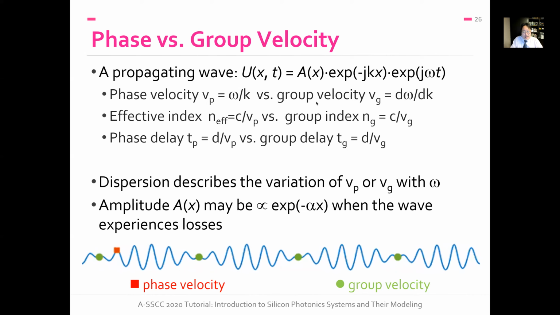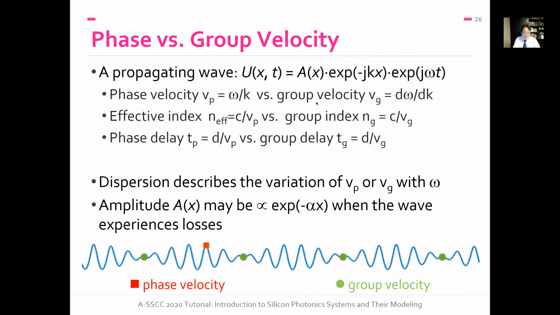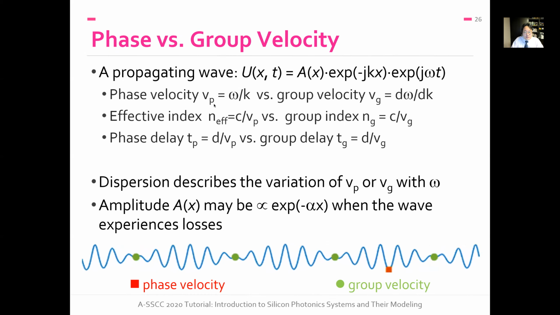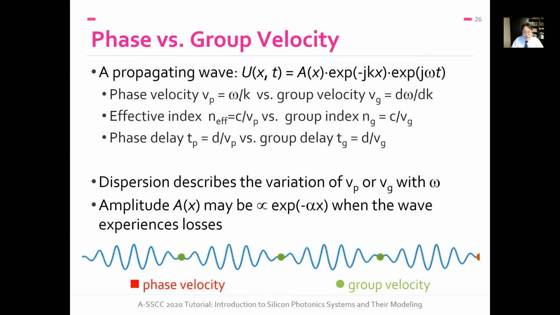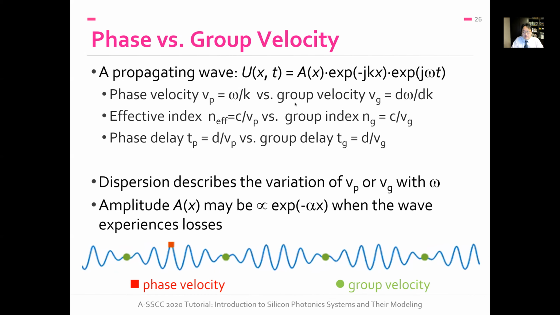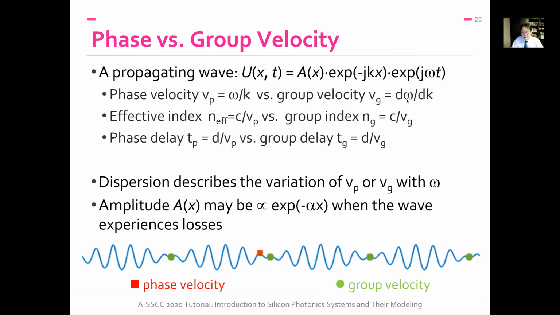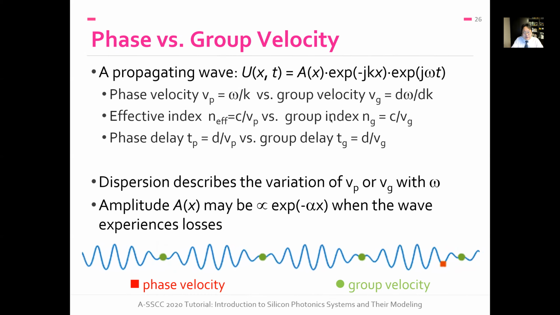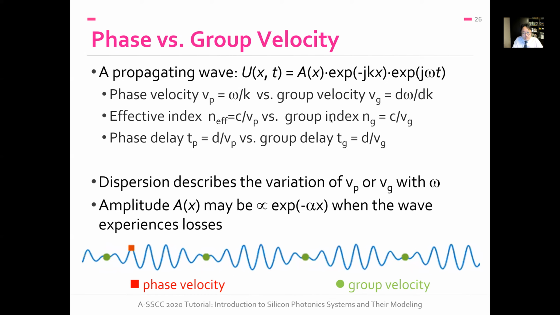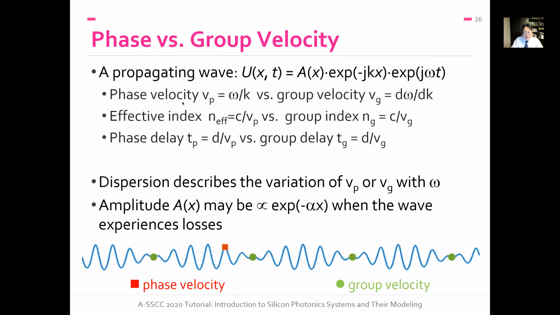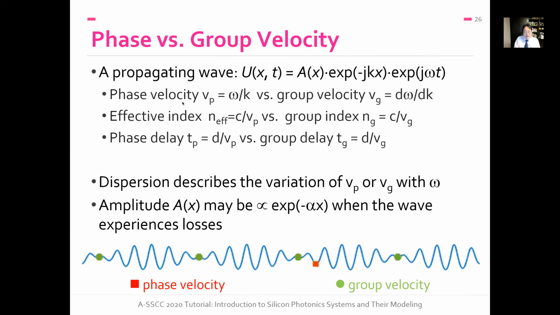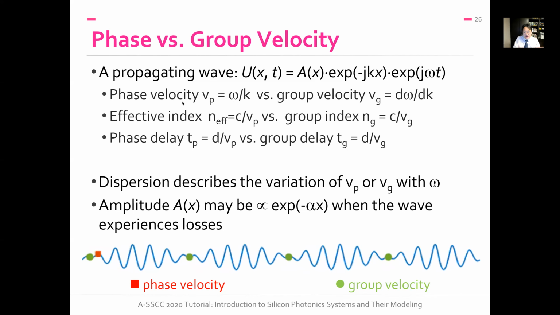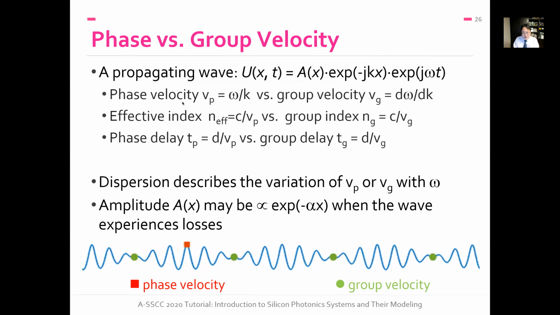And there are 2 kinds of definition for velocity. For example, there's a phase velocity, which is defined as a direct ratio between omega and k, and group velocity, which is the derivative of omega with respect to k. And you can find a lot of material talking about the difference between the 2. Phase velocity is basically a velocity of a wave at a single frequency, and it doesn't necessarily carry information.